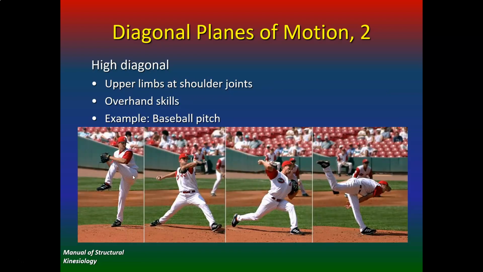Now, if you look at this high diagonal, upper limbs at the shoulder joints, overhand skills, the baseball pitch is a perfect example of the high diagonal. Boom, boom, boom, boom. And we'll look at the high diagonal and the torque that it places on the elbow a little bit later on in the semester. But just understand that the baseball pitch is a good example of the high diagonal.